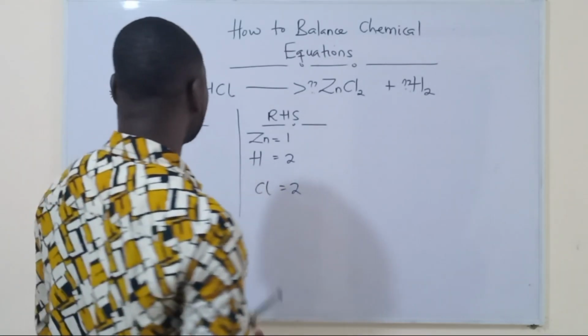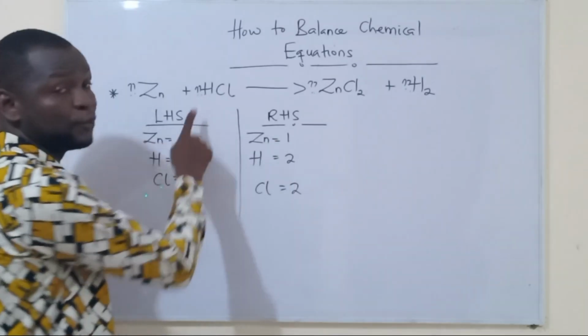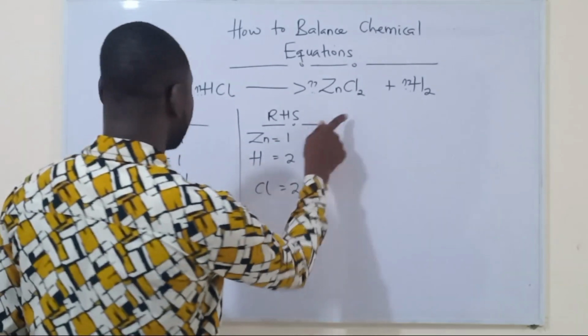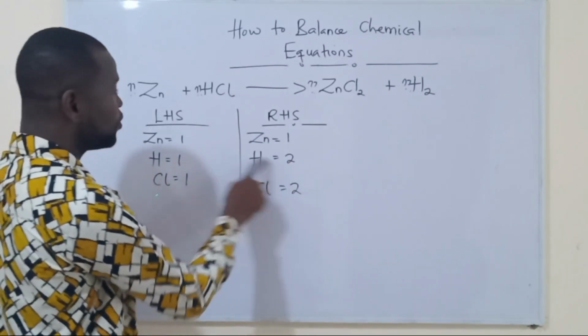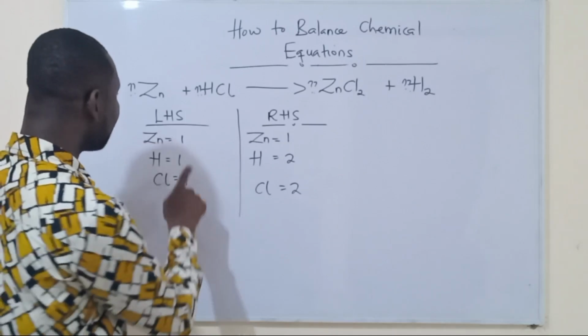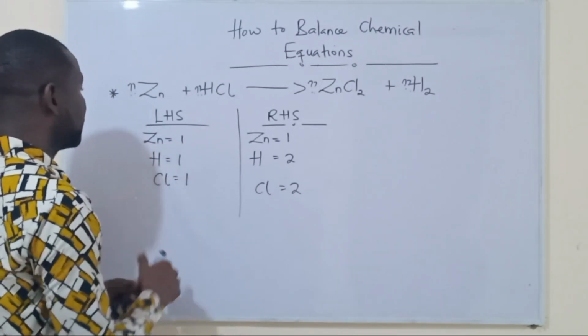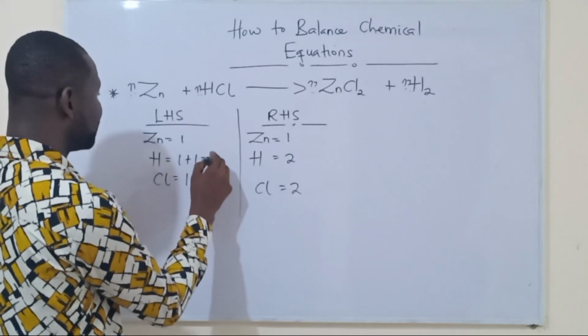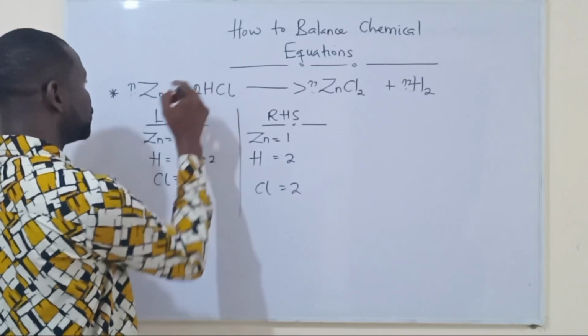So now if I look at Zn, which is zinc, it's balanced for both reactants and products. But when I look at H, the H is not balanced. I have 1 atom here, I have 2, because they have to be the same number of atoms. So I am going to add 1 hydrogen to this side. When I add 1 hydrogen, I'm going to get 2. So that means that in front of this HCl, I'm going to put 2 here.